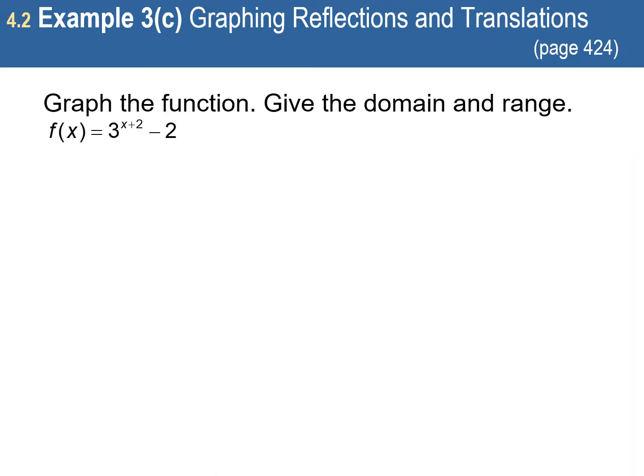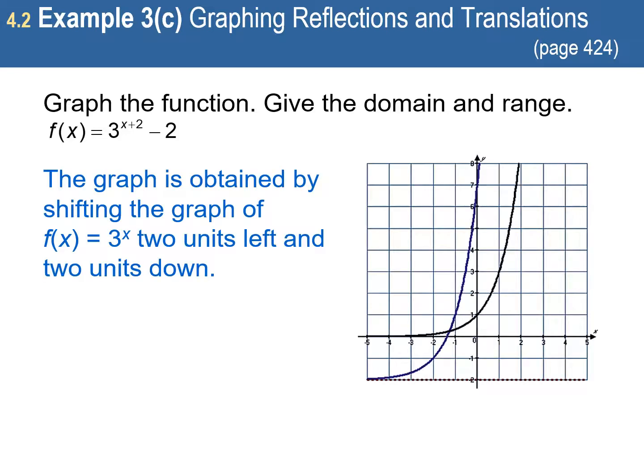Now, if I wanted to graph 3 to the x plus 2 minus 2, this is a shift to the left 2 and down 2. So the horizontal asymptote is going to shift down. The domain is -infinity to +infinity, and the range is -2 to infinity.